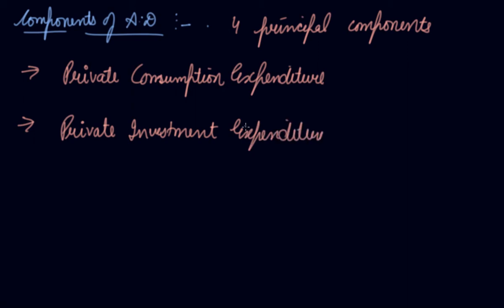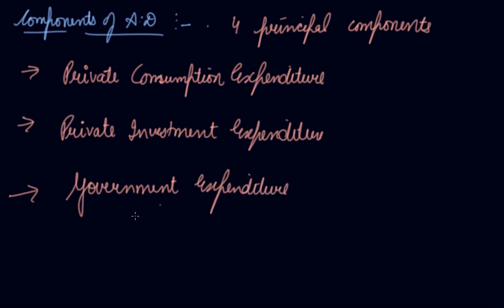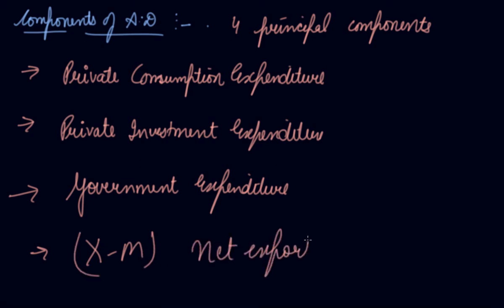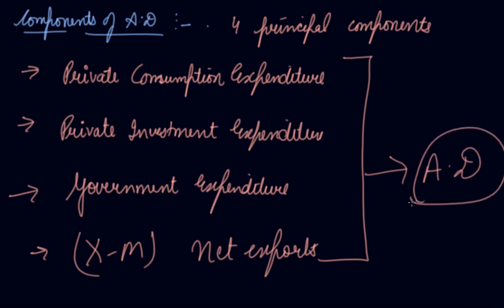Then comes your government expenditure, and the last is your exports minus imports, means your net exports, or you can also get it as your net imports if your imports are more than exports, and that will be a minus then. So these are the principal four components of the aggregate demand that makes your aggregate demand.